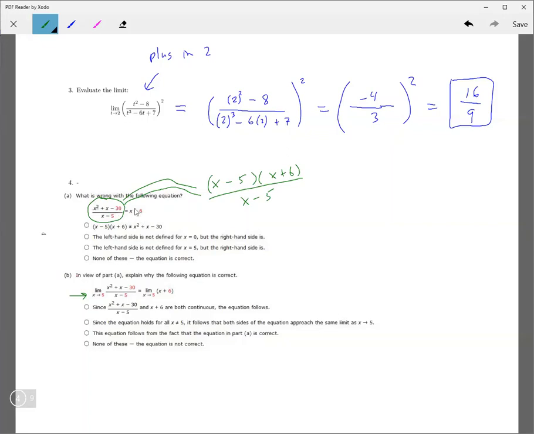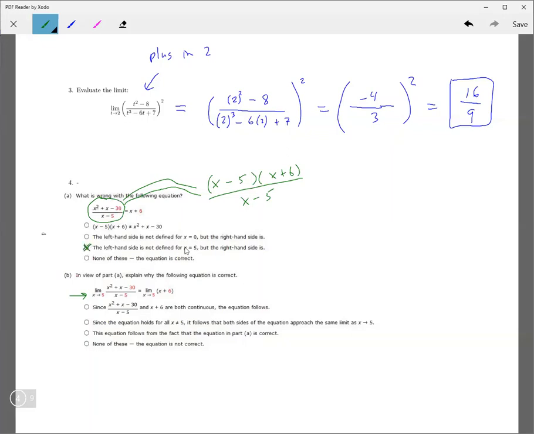A lot of people would be like, whoa, there's nothing wrong with that. You're just canceling off those guys, which is what the high school teacher told us to do. And that's fine and all, but the problem is this right here.